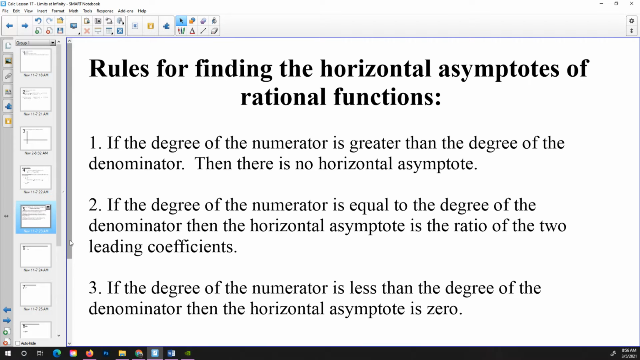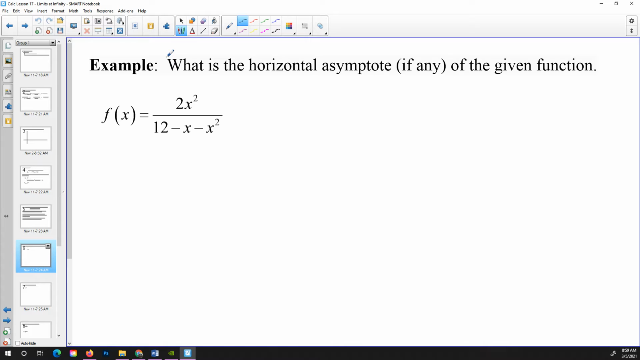Some rules for finding the horizontal asymptotes of rational functions. 1. If the degree of the numerator is greater than the degree of the denominator, then there is no horizontal asymptote. 2. If the degree of the numerator is equal to the degree of the denominator, then the horizontal asymptote is the ratio of the two leading coefficients. And number 3, if the degree of the numerator is less than the degree of the denominator, then the horizontal asymptote is 0. Our first example: what is the horizontal asymptote, if any, of the given function?